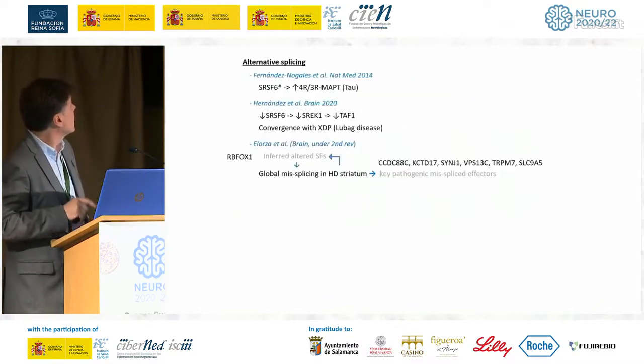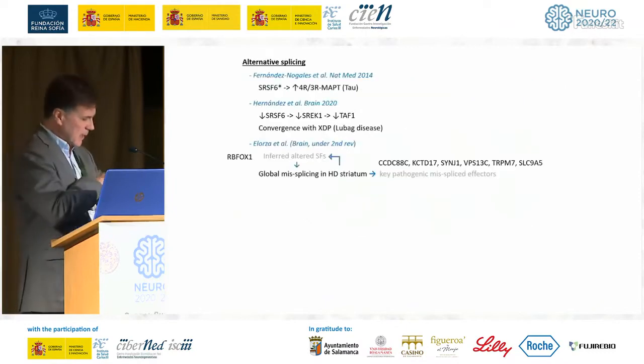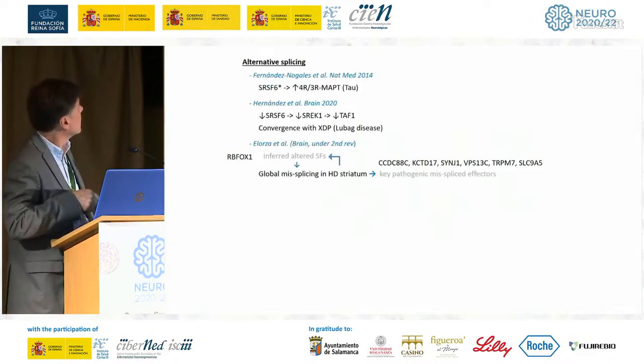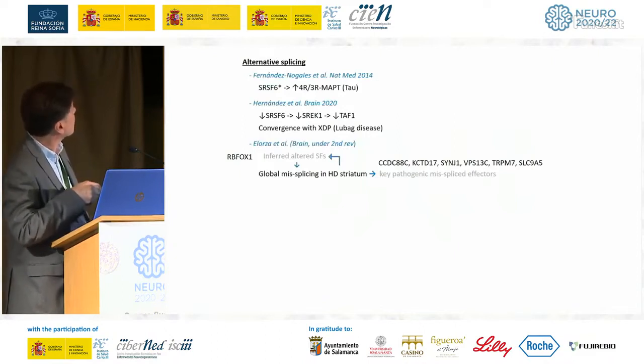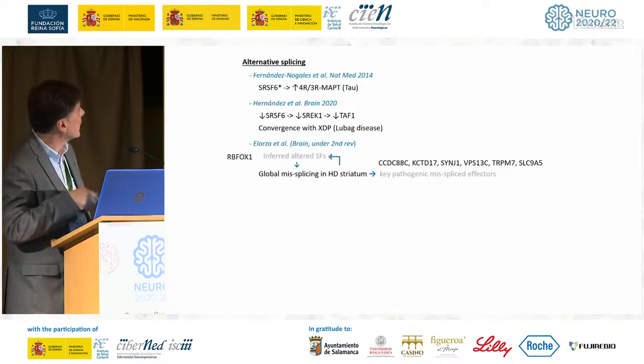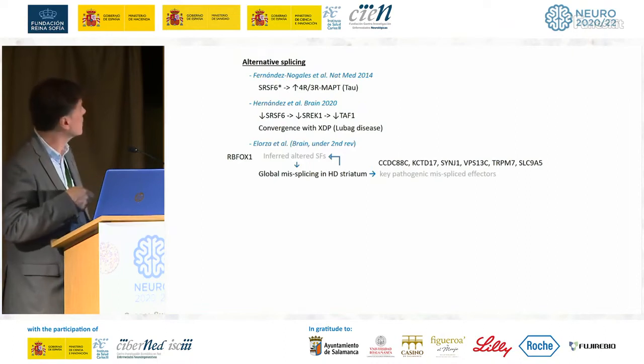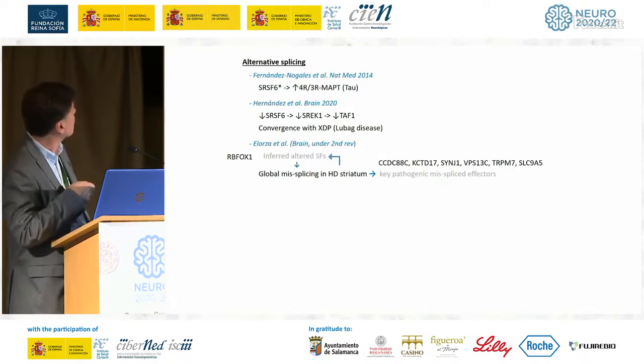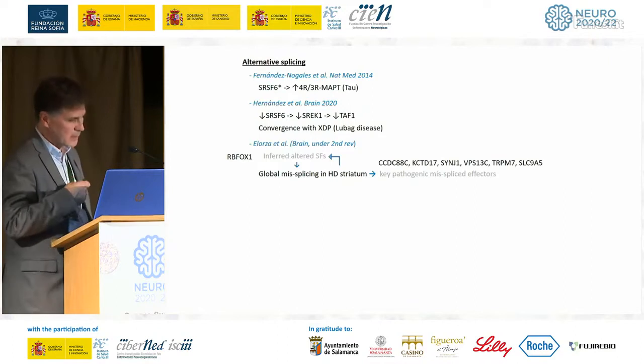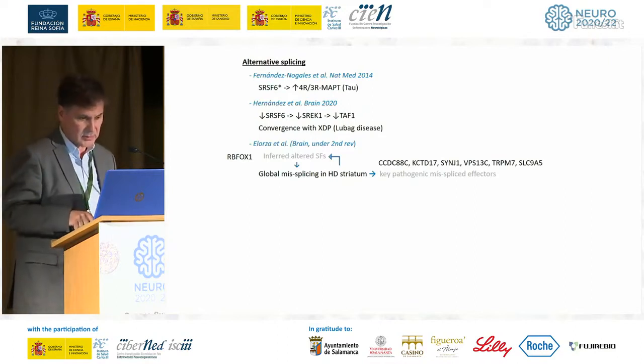And so that's all for the part of splicing. And just summarizing, apart from tau and TAF1, we have been able to identify these 6 additional misspliced genes that might be important effectors of the phenotype, and also identify an additional splicing factor on top of SRSF6 and SREC1 that might be contributing to the missplicing signature.